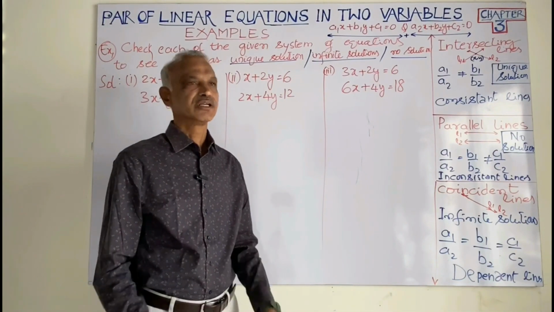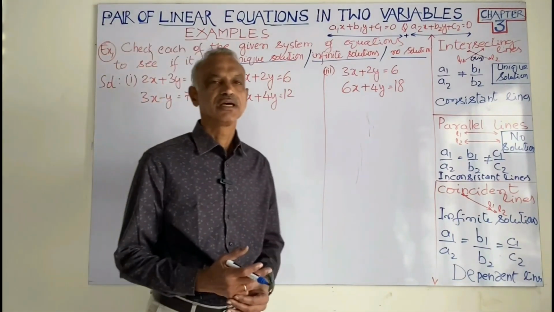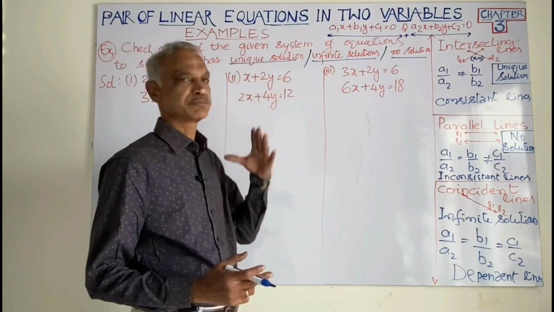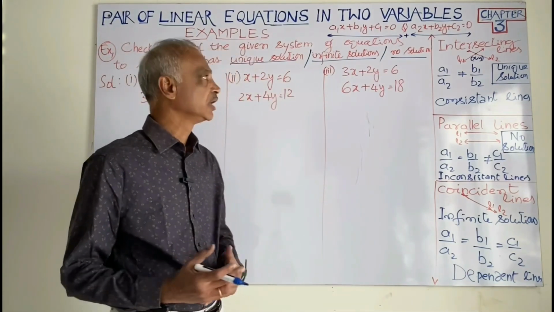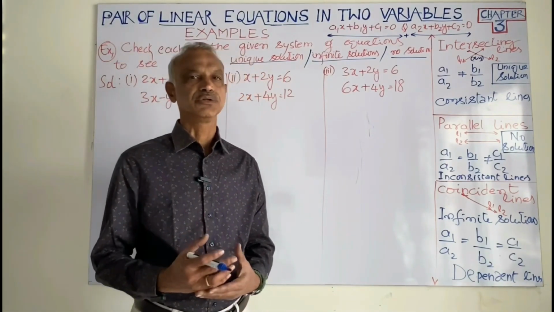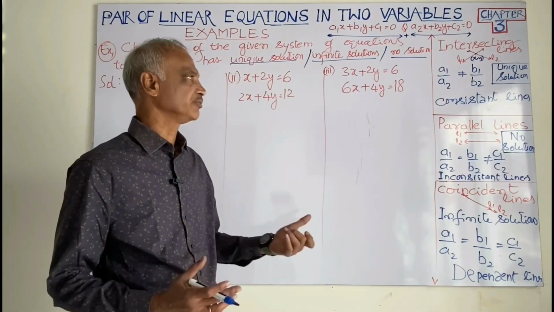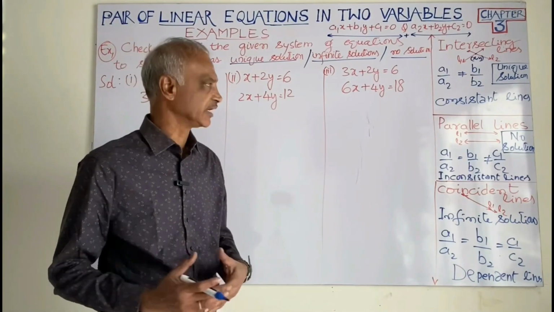Hi students, today in this chapter we will do some examples. Linear equations a1x + b1y + c1 = 0 and a2x + b2y + c2 = 0. These are a pair of linear equations in two variables. The variables are x and y.